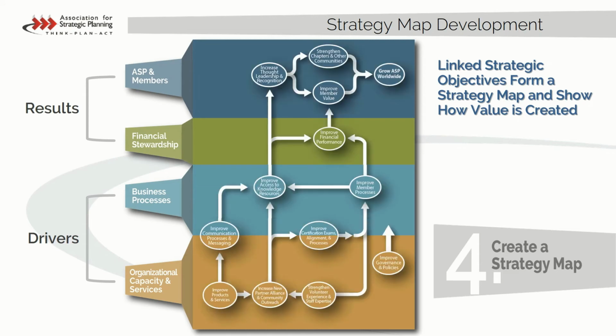The 13 continuous improvement strategic objectives, the ovals in this image, capture the actions our association will focus on to create value for members. We connected these objectives in cause-effect relationships to create a strategy map. The map is a visual picture of how ASP creates value for members.